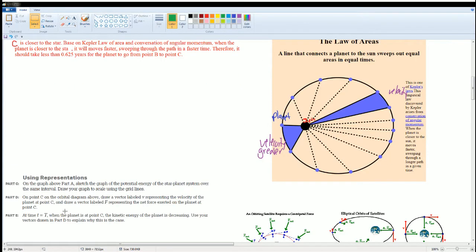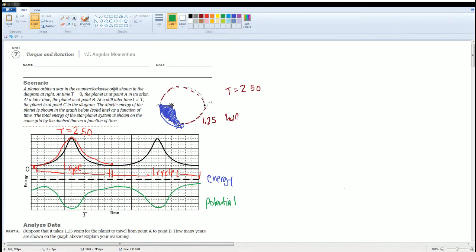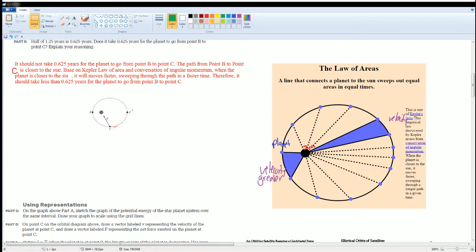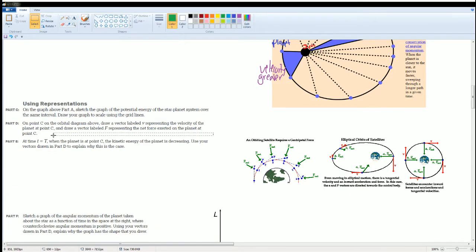Then on point C on the orbit diagram, draw a vector v representing the velocity of the planet at point C, and draw a vector labeled F representing the net force. All right, so here's the planetary motion. Here, let me grab a cleaner version of this, okay? Give me a moment. All right, so this is what I have. The force is going inwards and the velocity is going outwards, okay? This should explain this part, all right?